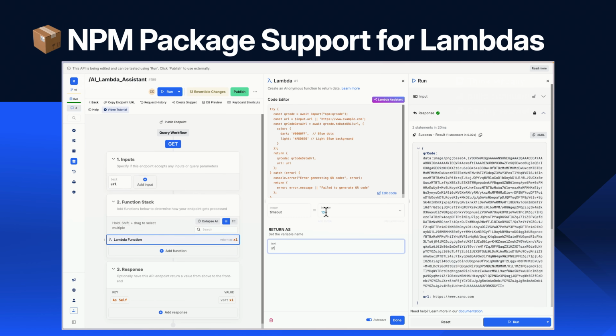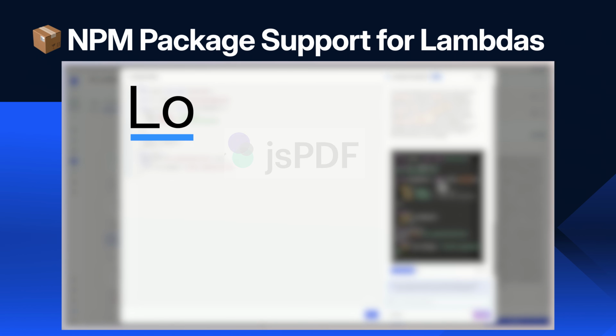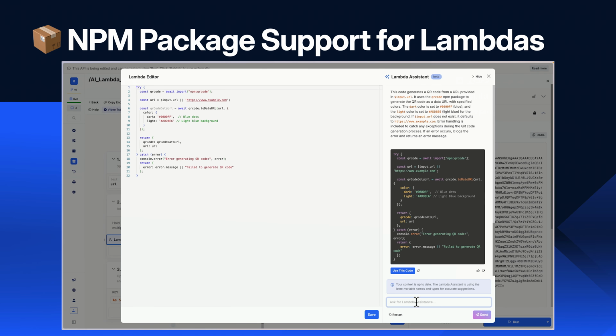We're also launching NPM package support, allowing you to leverage thousands of NPM libraries directly in your Xano backend. This could be anything from the QR code generation you just saw to PDF creation, image manipulation, and more. Just import the package or have our AI assistant find the right one for you.